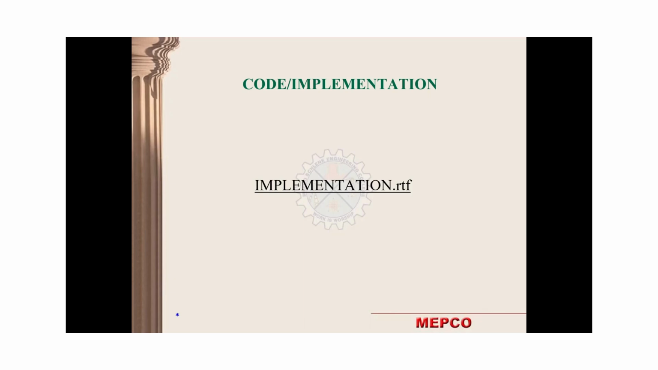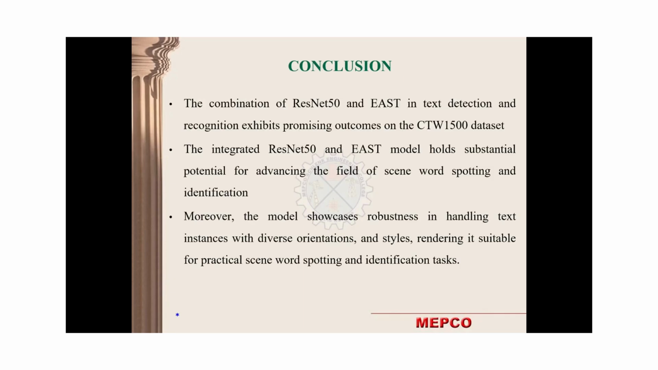Followed by the conclusion, that is, on the CTW 1500 dataset, the text detection and identification results from the combination of ResNet 50 and EAST are really promising. The field of scene word spotting and identification can be advanced significantly with the help of the integrated ResNet 50 and EAST model. This model also demonstrates ability when processing text instances with various orientation styles, making it prepared for real world scene word spotting and different tasks.